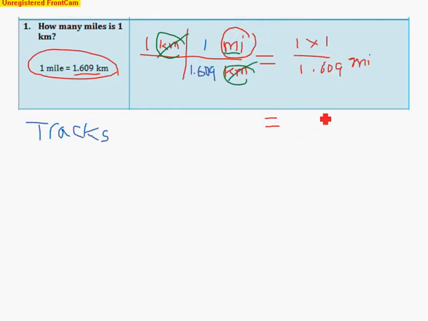That's equal to 1 over 1.609. Get your calculator out. 1 divided by 1.609 is 0.622. I'm rounding here. 0.622 miles. And that's your answer. 1 kilometer is equal to 0.622 miles. So that's problem 1 for us.